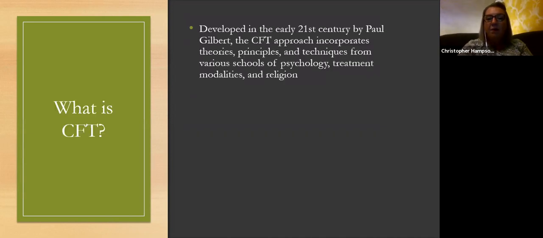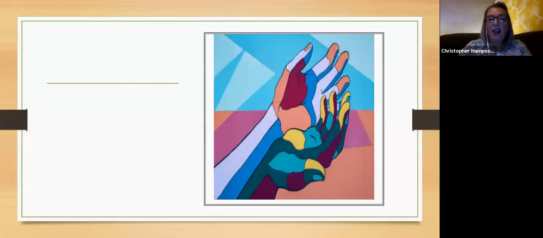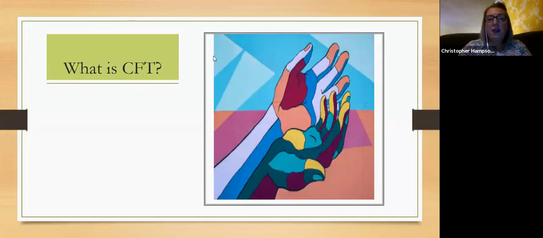Developed in the early 21st century by Paul Gilbert, the CFT approach incorporates theories, principles, and techniques from various schools of psychology, treatment modalities, and religion: CBT, developmental psychology, evolutionary psychology, social psychology, neuroscience, Buddhist philosophy. And working as an integrative therapist, I found that looking through this theory and studying it, there's a lot of overlap, especially with, I would say, some TA, psychodynamic and CBT.